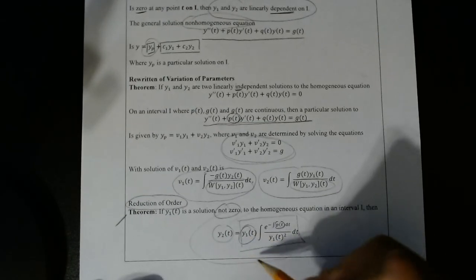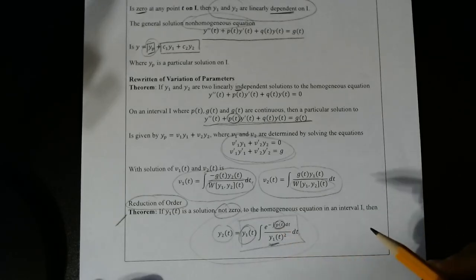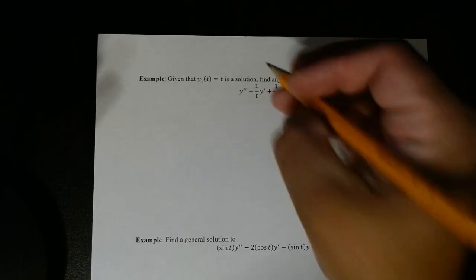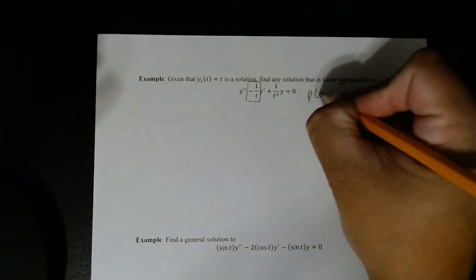So to find our equation, we need a couple things. We're already given y1, so that's done. That goes here and here. We just need to find p of t. So p of t here, we write there.